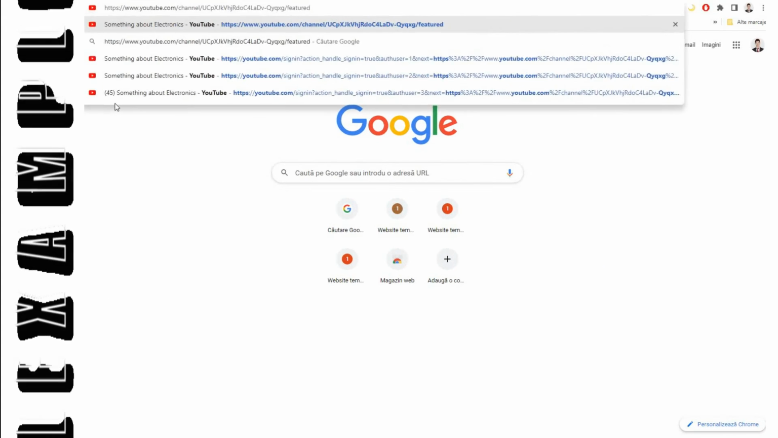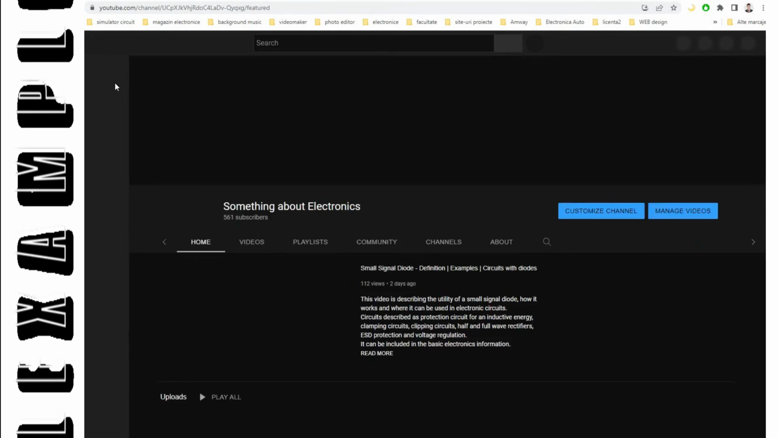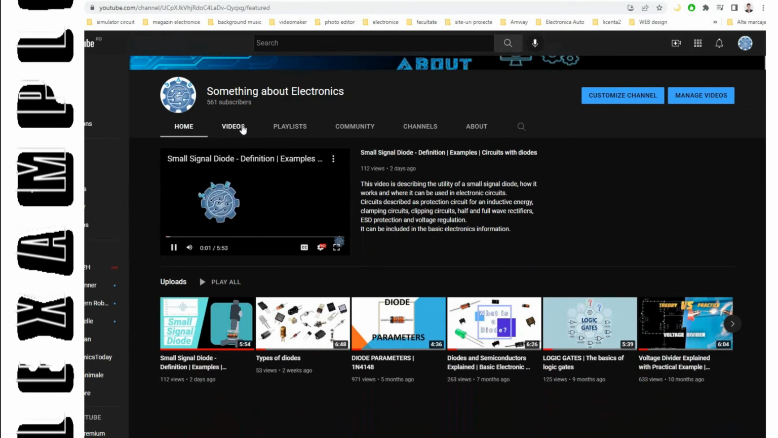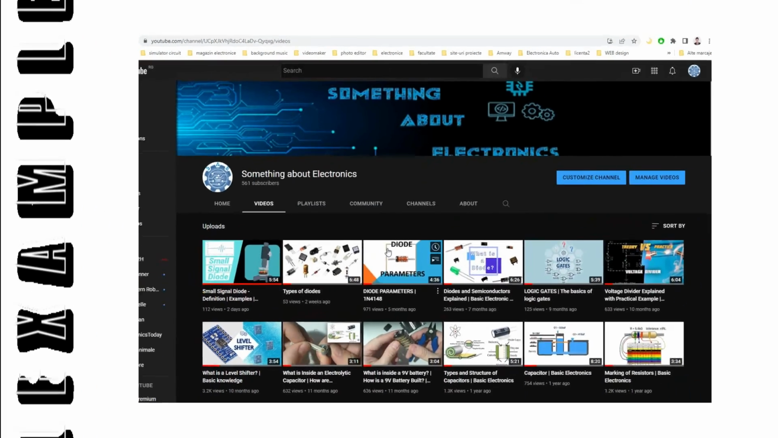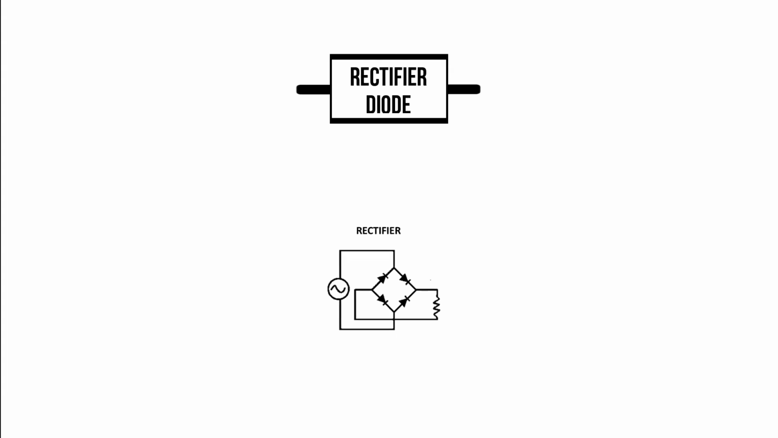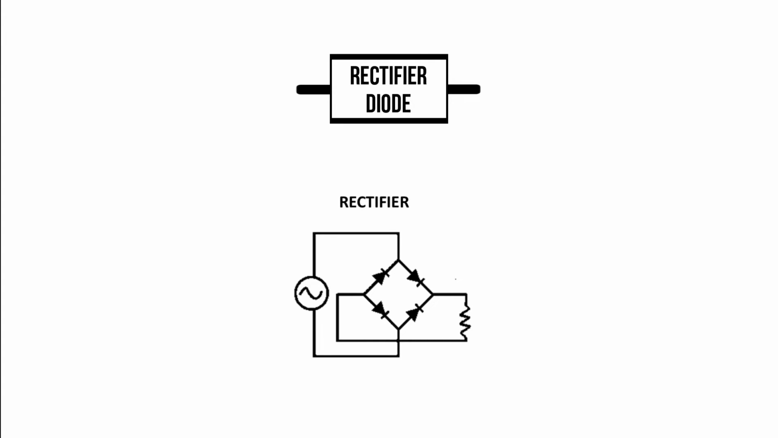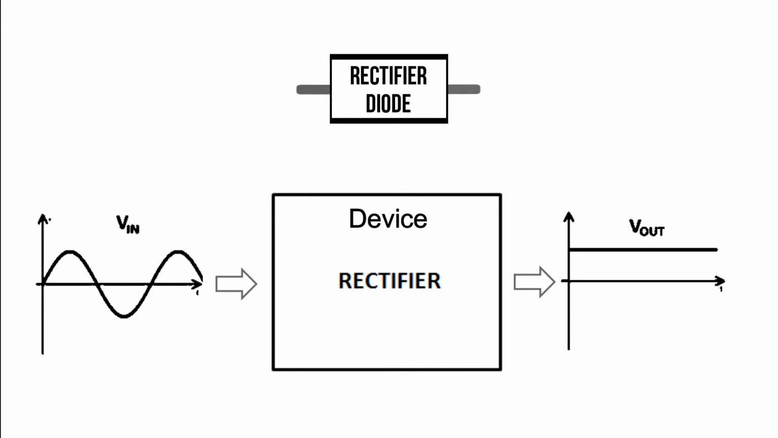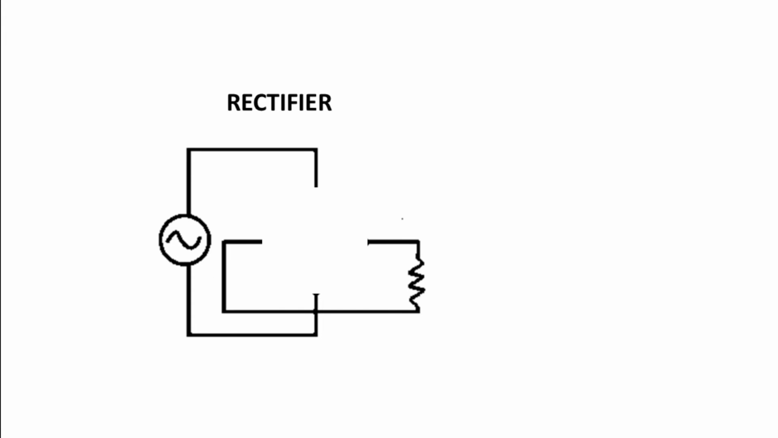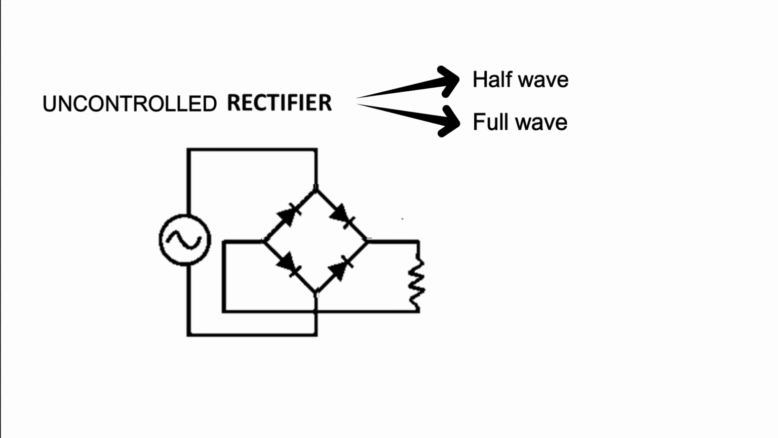Further, we will go very shortly through some examples of circuits, but we will also explain each example separately in detail in other videos, so keep an eye on our channel. As the name suggests, rectifier diode, these diodes are used in rectifiers. A rectifier is an electronic circuit or a device that converts alternating current into direct current. Rectifiers that are created with diodes are named uncontrolled rectifiers and can be of two types.